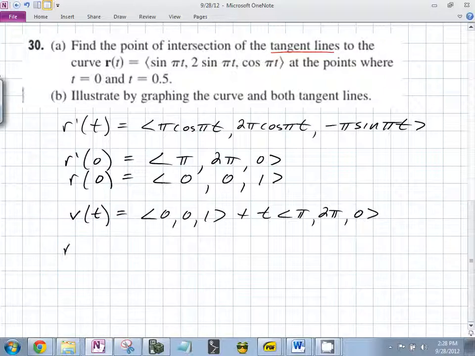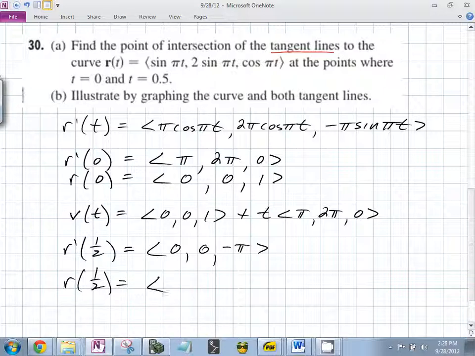So then we want r prime at what? 1/2. A half. Luckily, is this set up to be a nice trig value? Yeah, what's cosine of pi over 2? 0. So it's 0, negative what? Pi. Negative pi. And then r of a half is going to be what? What's sine of pi over 2? 1, 2, 0.